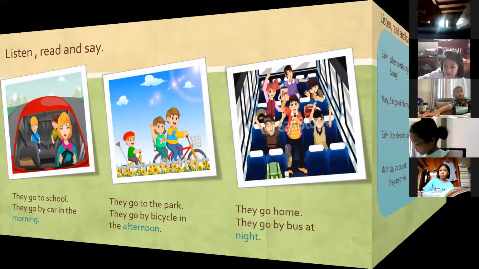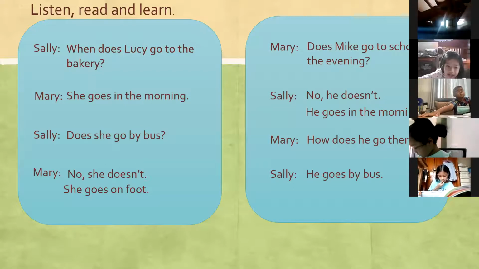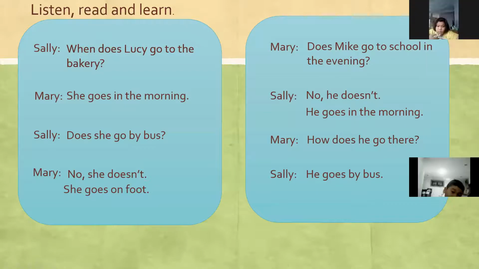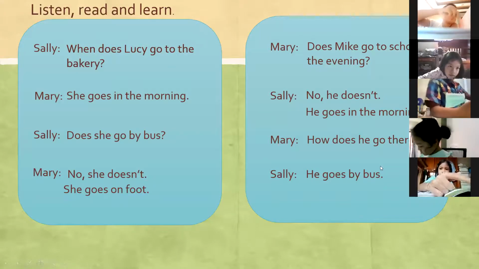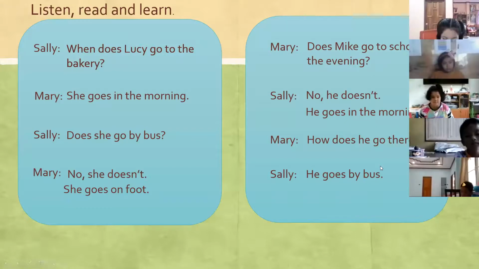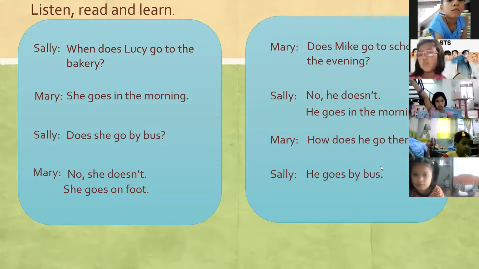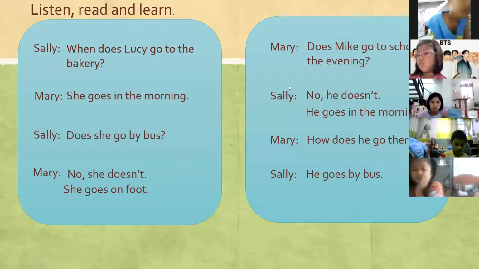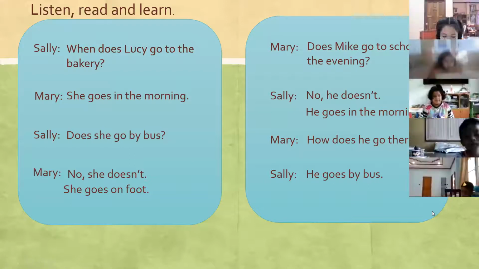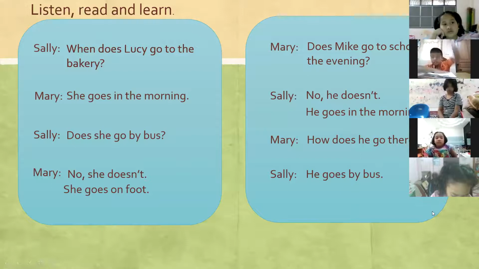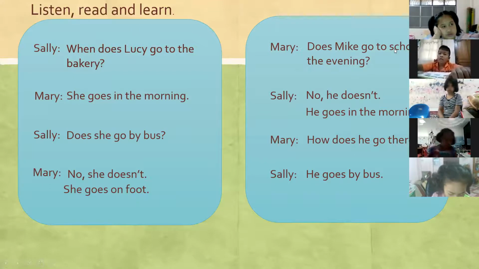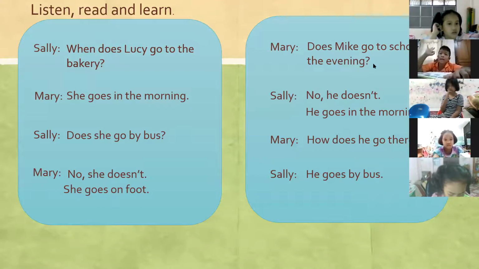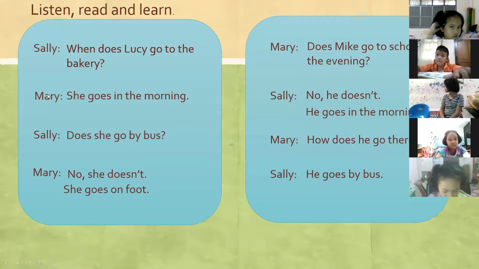So I have here a conversation between Sally and Mary. Okay, I want you to read. I want you to be Sally. Who wants to be Sally? Okay, I will call one student to become Sally. Sirena Patip is raising her hand. Okay, Sirena Patip is Sally. Then Mary, who wants to be Mary? Raise your hand. Prom Tom is raising his hand. Oh, Prom Tom is Mary. Okay, you'll become Mary. So Sirena is Sally and Mary is Prom Tom.